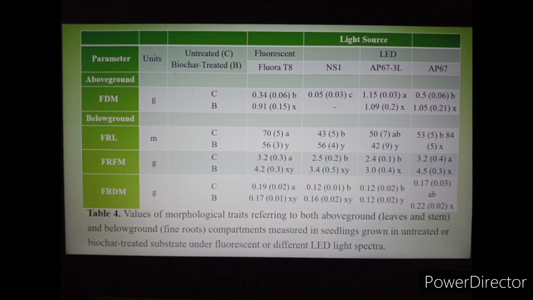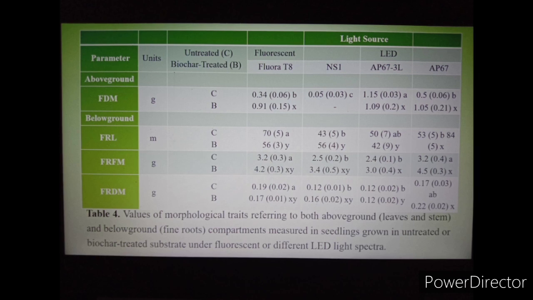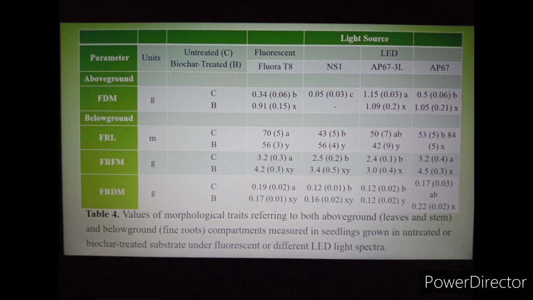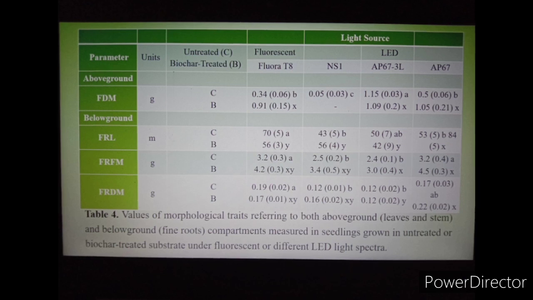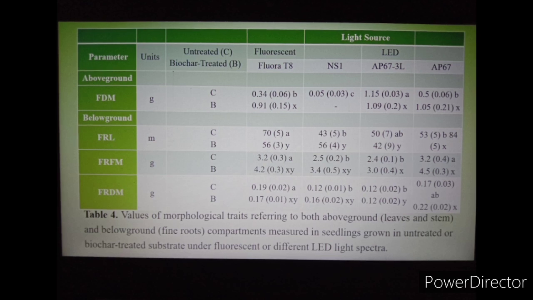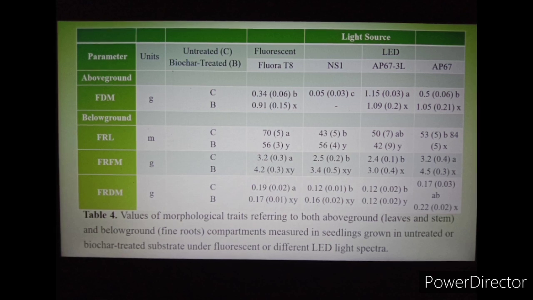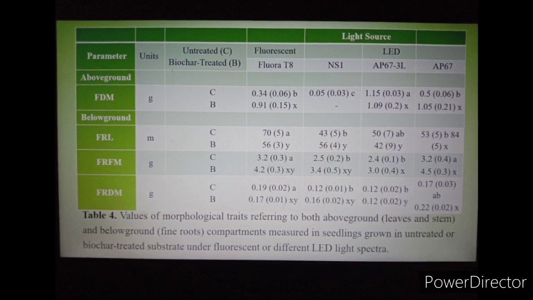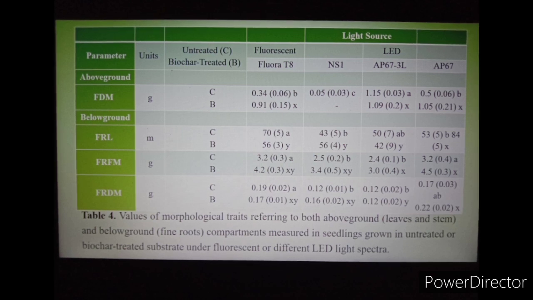Leaf dry mass was greatest with AP67 and lowest with NS1. Seedlings grown with fluorescent light or AP67-3L had intermediate values, although they were not significantly different from those measured for AP67 and NS1. Biochar application did not affect the leaf dry mass with any of the different spectra, as shown in the table. Both fresh and dry fruit masses were greatest in AP67-3L and lowest with NS1.